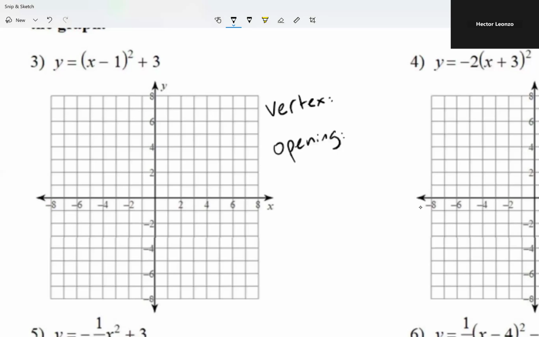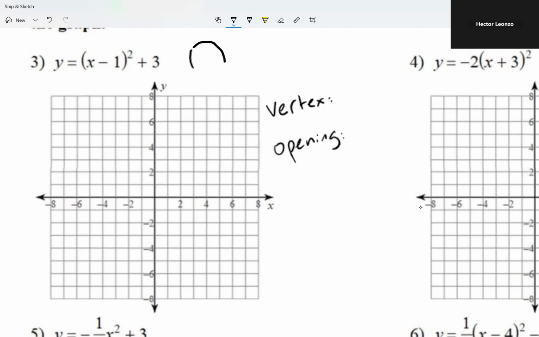Okay, so yesterday we started looking at quadratic equations. They look like U shapes. Some of the U's were open down, and some of the U's were open up. When it is open up, the vertex is this lowest point. And when it is open down, the vertex is this highest point. That's what we call the vertex.